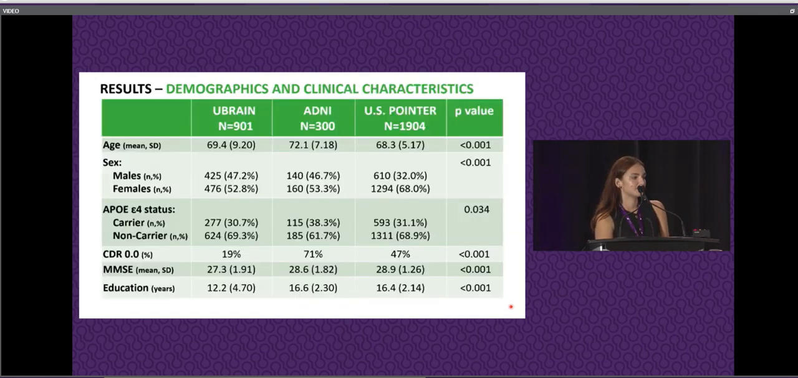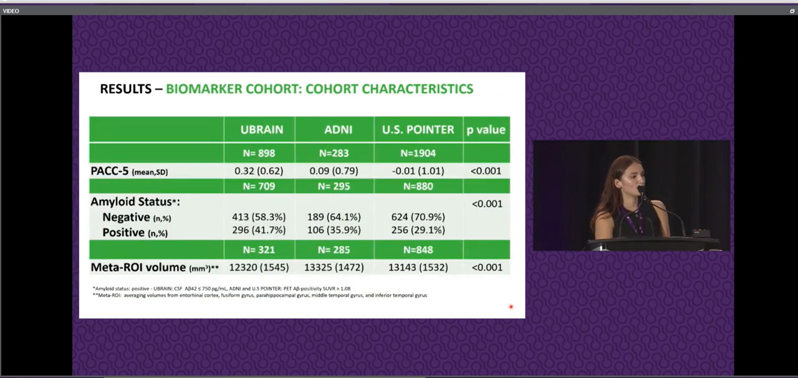This is a table comparing demographics and clinical characteristics between the 3 cohorts. And we found that there are older participants and lower CDR scores in ADNI, a higher percentage of females in US Pointer, and lower education and mini-mental scores in UBrain, even though we use the mini-mental as a threshold, which might be because participants are coming from a clinical setting. When comparing by biomarkers, we found lower PACC5 scores in US Pointer, and a higher percentage of amyloid positive participants and lower meta-ROI volume in UBrain.